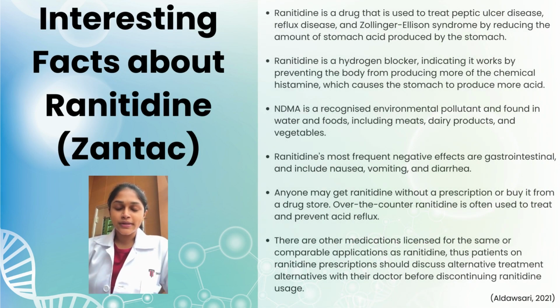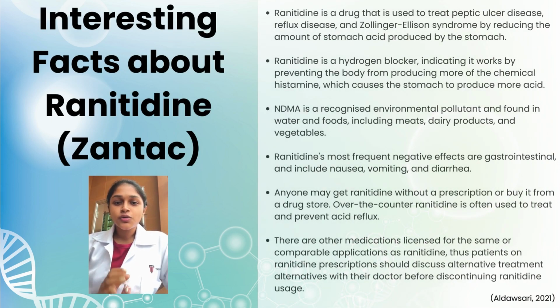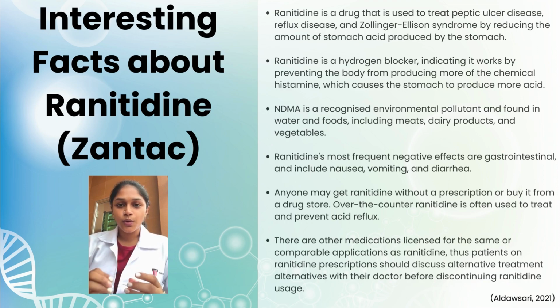So now I'll be talking about the interesting facts about ranitidine. So firstly, it reduces stomach acid to treat peptic ulcer disease, reflux disease and Zollinger-Ellison syndrome. Second, ranitidine is a histamine blocker, indicating it works by preventing the body from producing more of the chemical histamine, which causes the stomach to produce more acid.